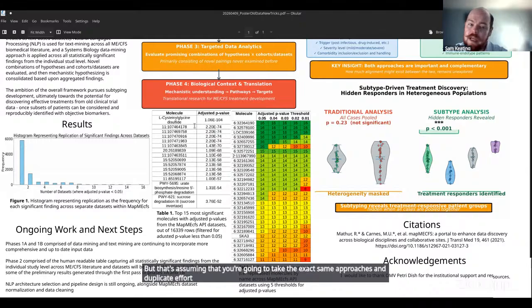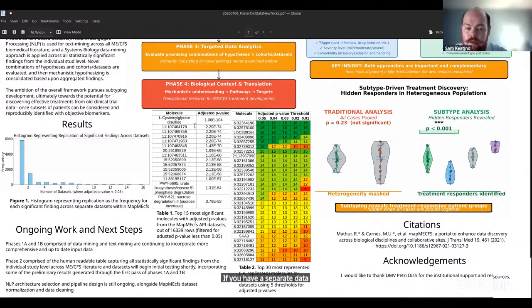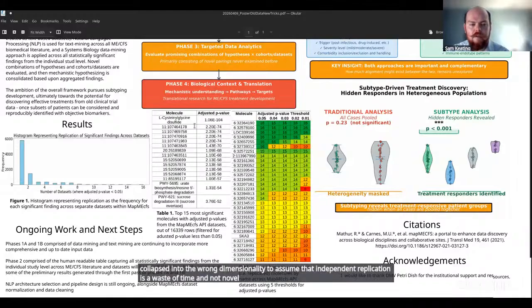If you have a separate data set or data source or separate analysis considerations or methods, it's not duplicating the exact same effort. So it's collapsed into the wrong dimensionality to assume that independent replication is a waste of time and not novel or innovative enough.